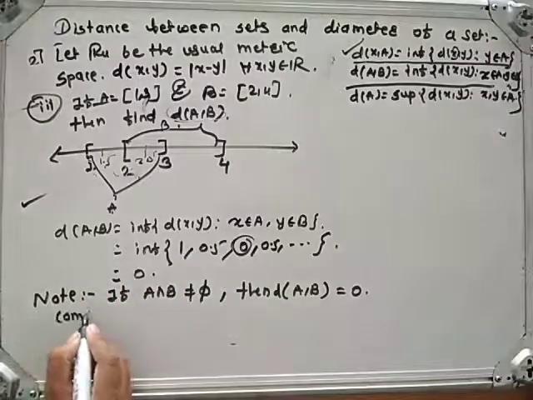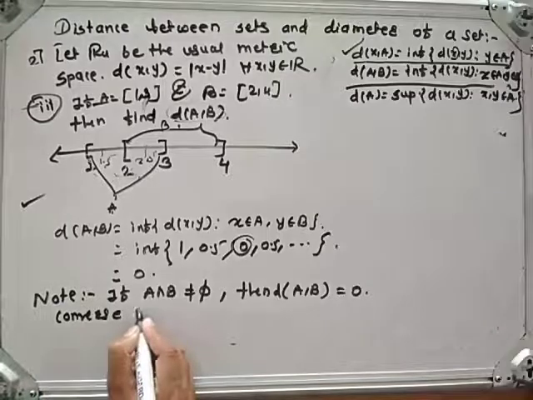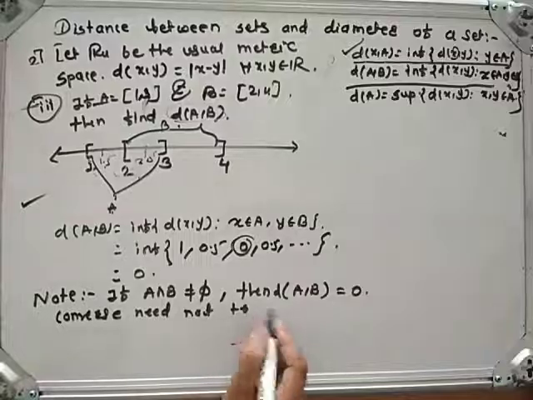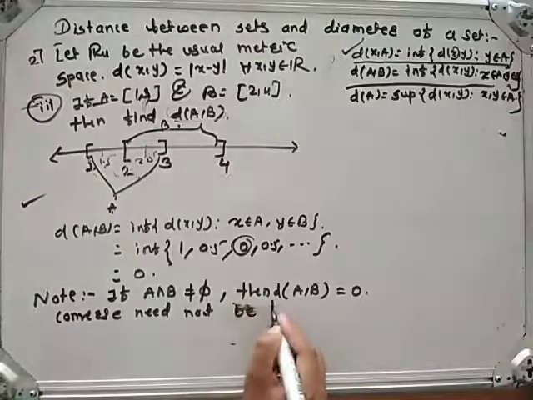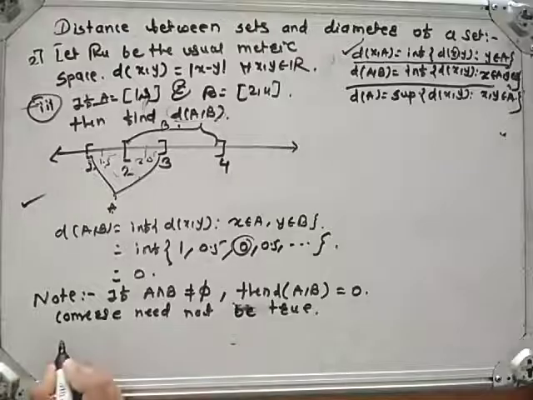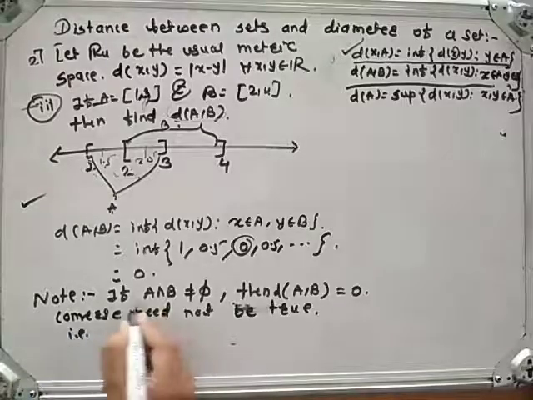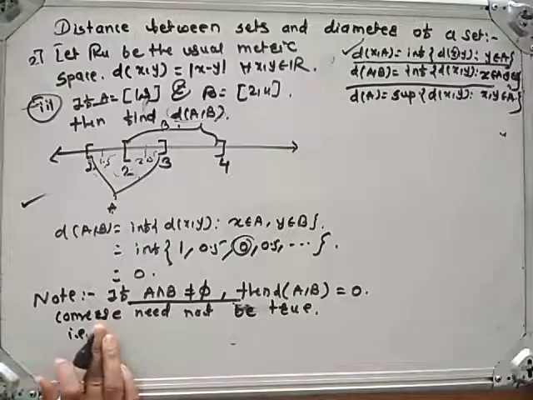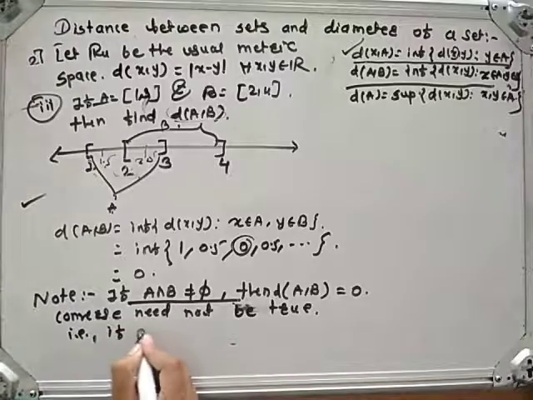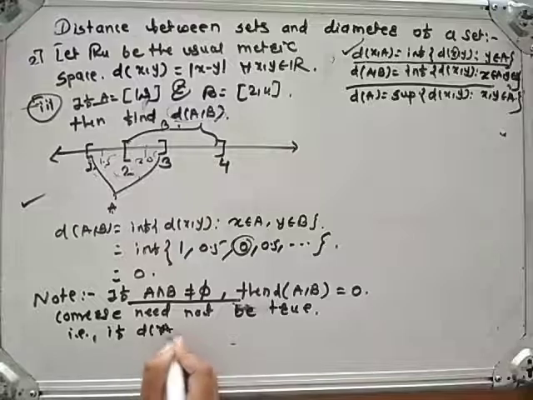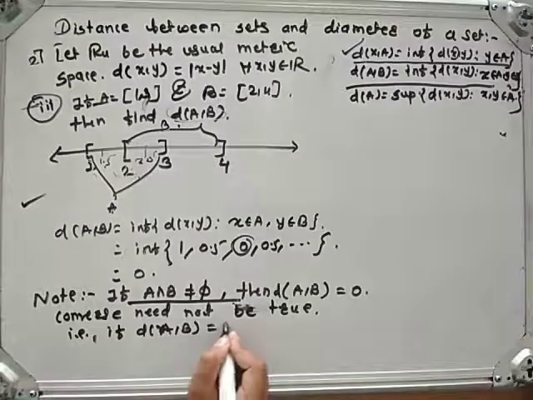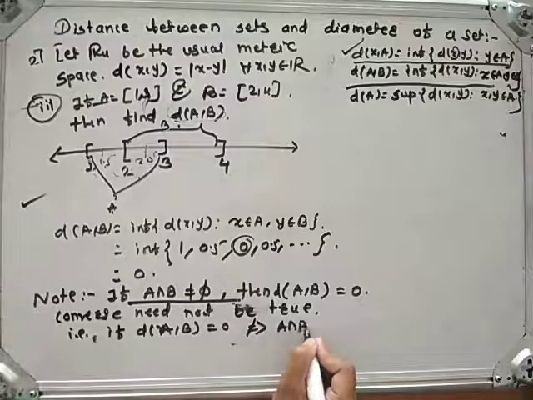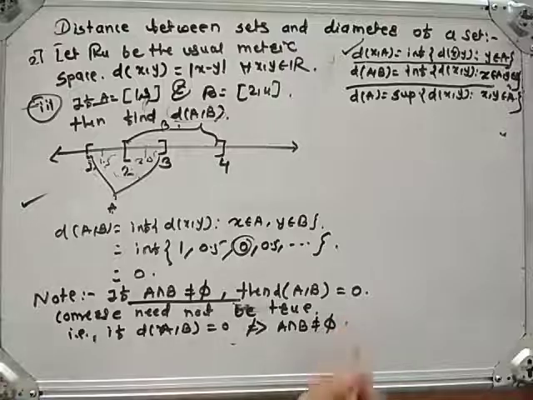But the converse need not be true. What is the converse of this statement? The converse is: if d(A, B) is equal to 0, that does not imply A intersection B is not equal to the empty set.